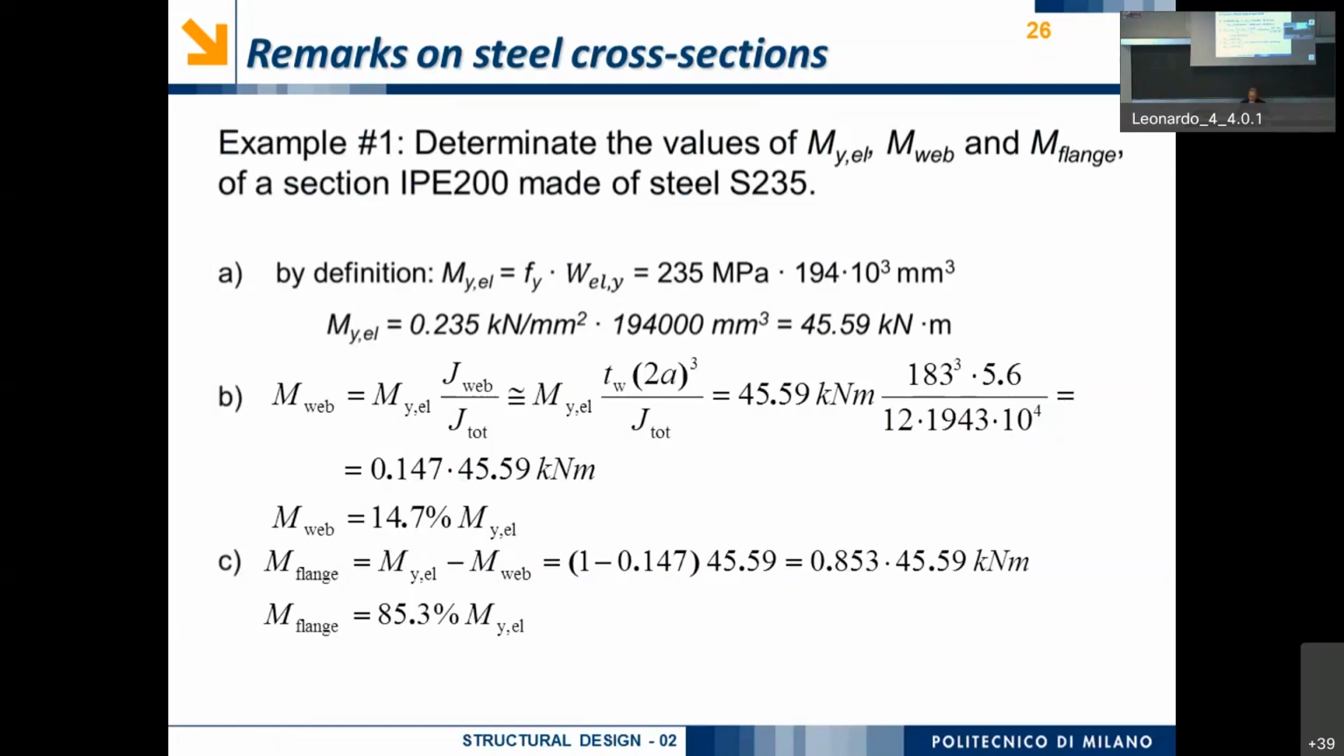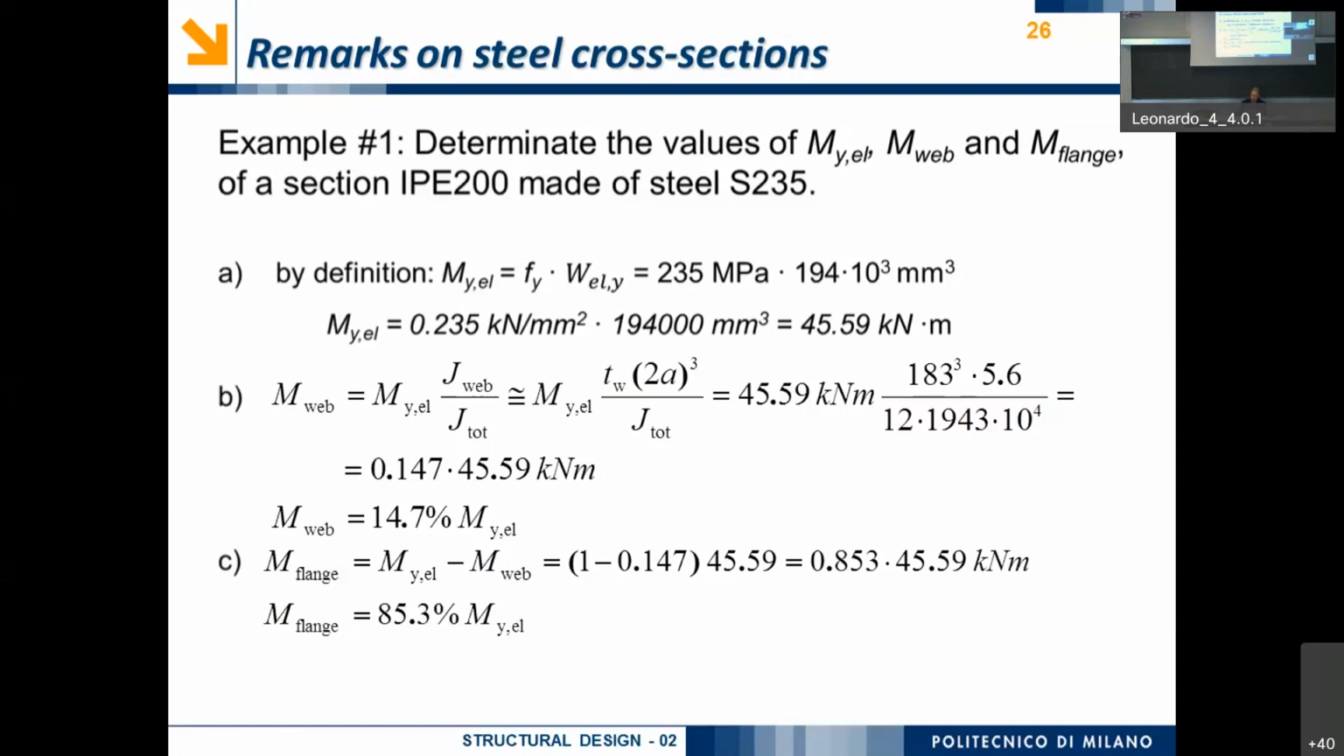0.147. So basically, we can see that the moment carried by the web is less than 15% of the entire bending moment. So the moment carried by the flange is basically 85.3% of the entire bending moment in the elastic range.